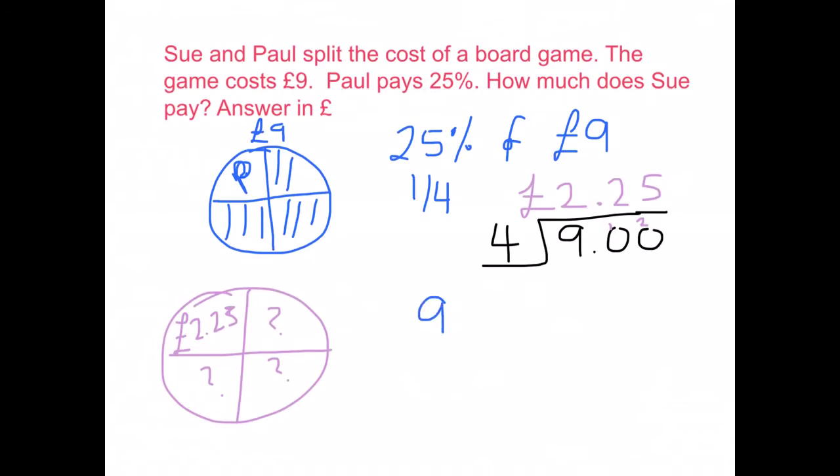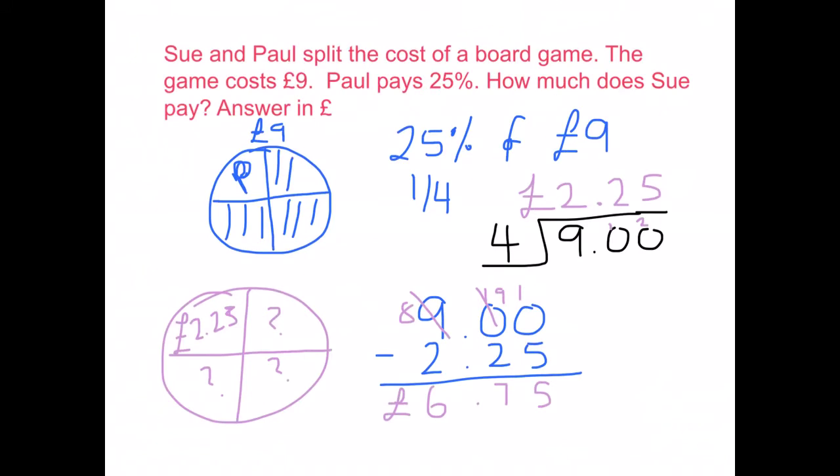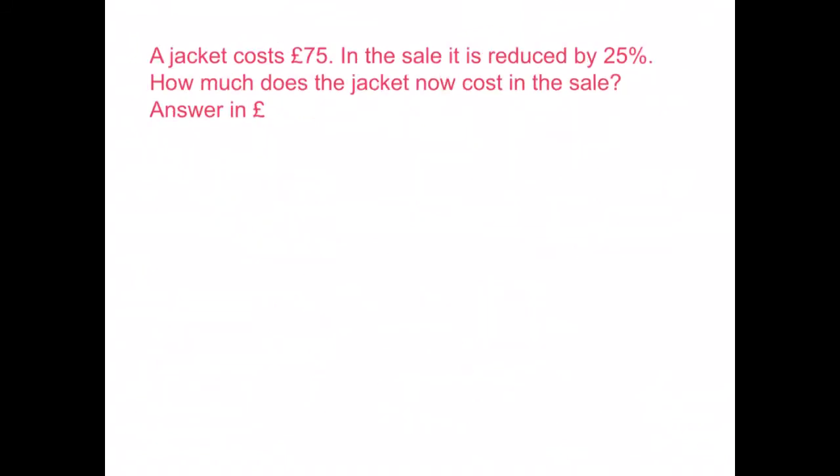So £9, take away what Paul paid, will give us the cost of the board game for Sue. So we have to do some exchange. 10 take away 5 is 5, 9 take away 2 is 7, 8 take away 2 is 6, so Sue pays £6.75.